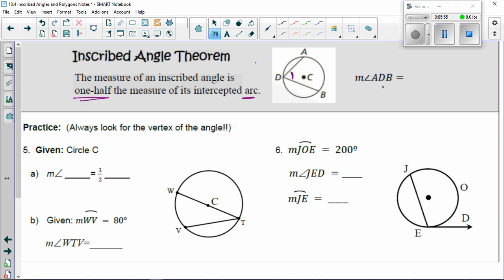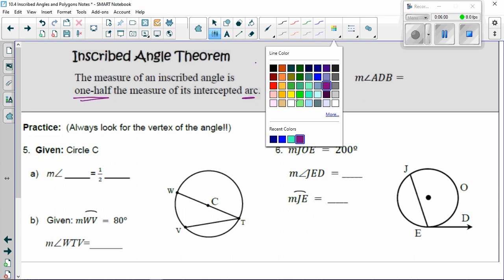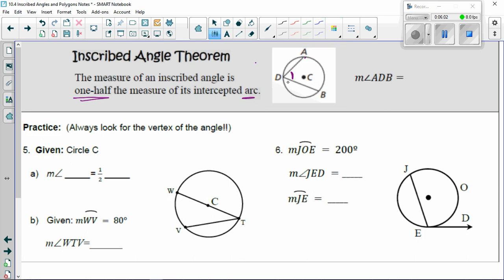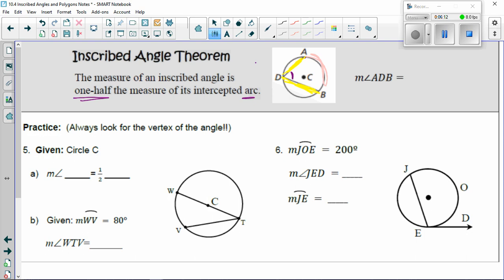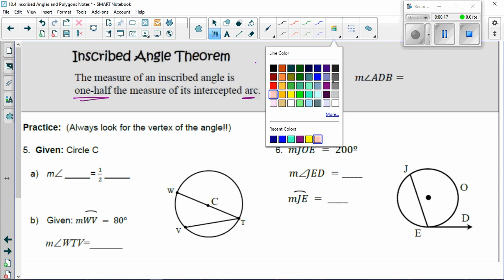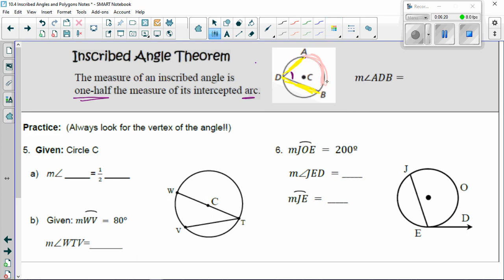So the measure of angle ADB, if I trace the angle in yellow and then highlight the arc in pink, you see what angle and arc we're talking about. The measure of this angle right here is equal to half of the arc that's pink, which would be AB. So its measure is half of arc AB.